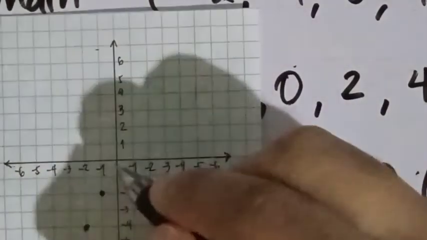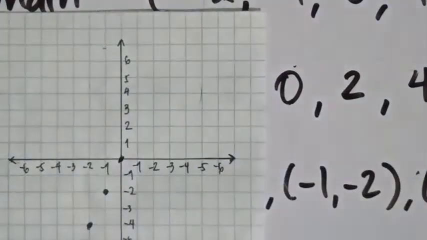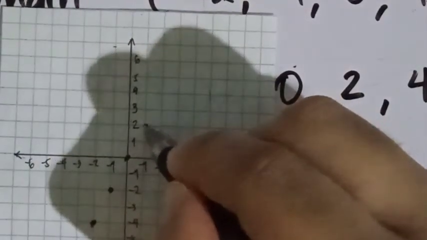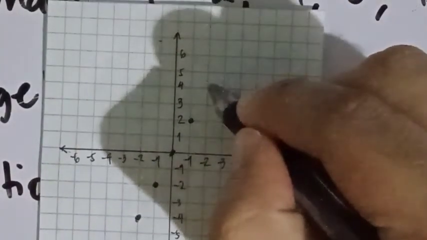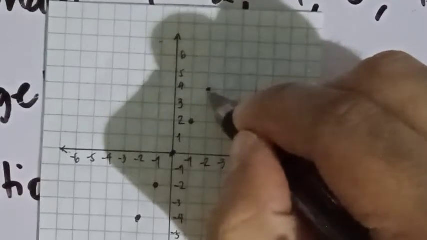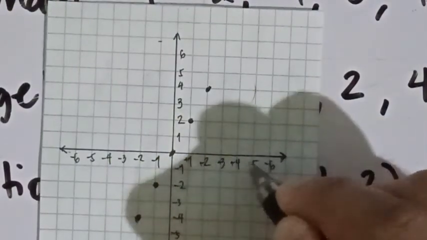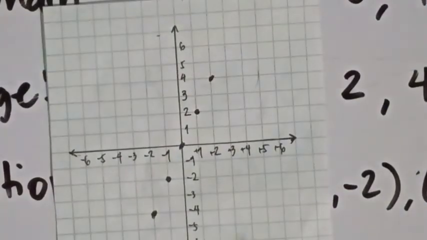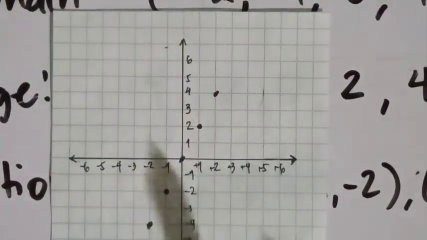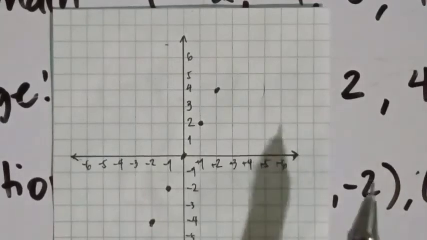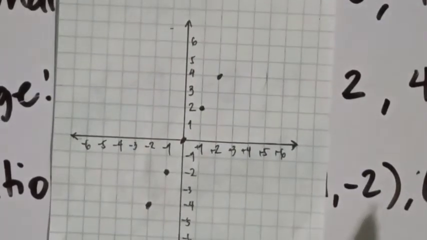Pagkatapos nun, 0, 0. 1, 2. Dito siya. And finally, 2, 4. So, nandito dapat siya. Okay? So, positive na to ha. Ayan. That's it. Ito na yung graph ng given relation kung saan yung rule ay multiply by 2.